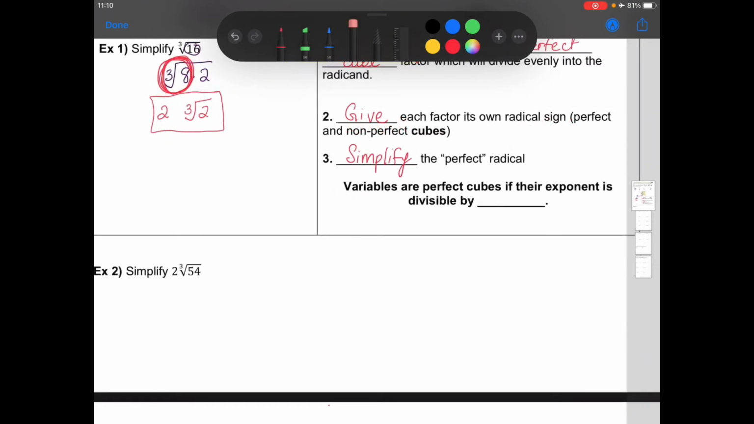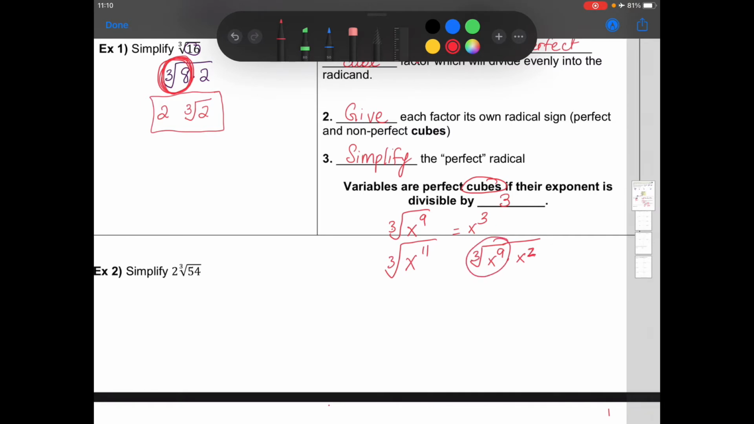Variables are perfect cubes if their exponent is divisible by, since it's a cube, 3. I'll give you an example. The cube root of x to the 9th would be what? 9 divided by 3, which is x cubed. But what if I get something like the cube root of x to the 11th? 3 does not go into 11. So I'm going to break it down into x to the closest number that 3 goes into, which is 9, times x squared. I'm left with 2.